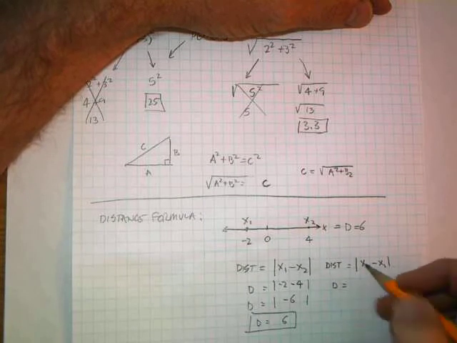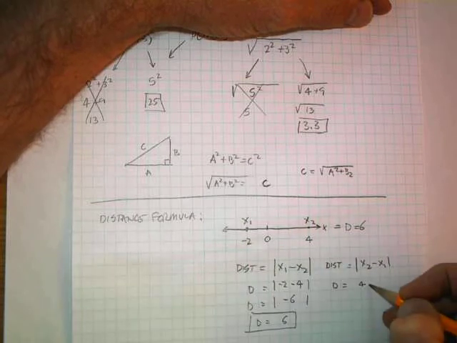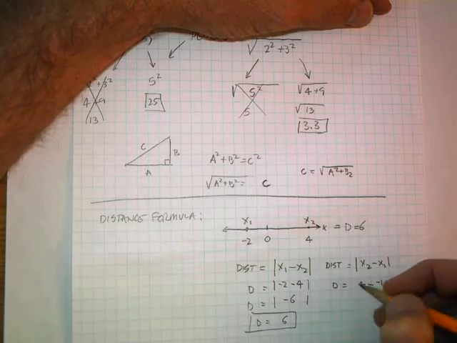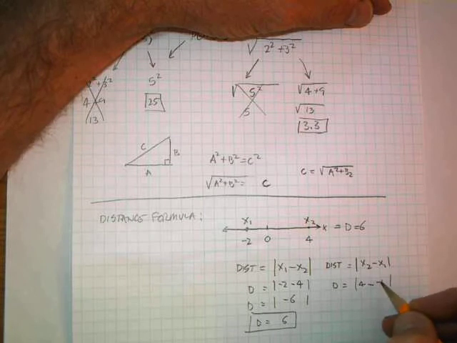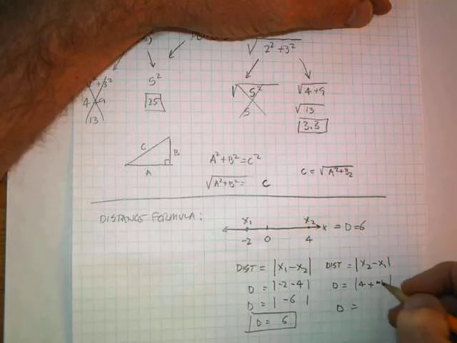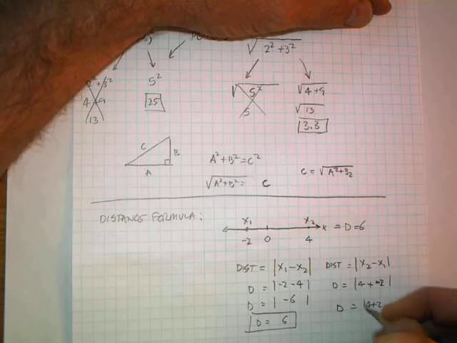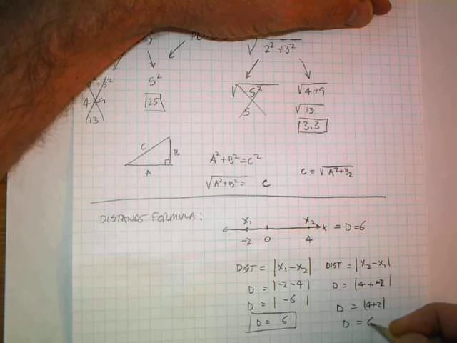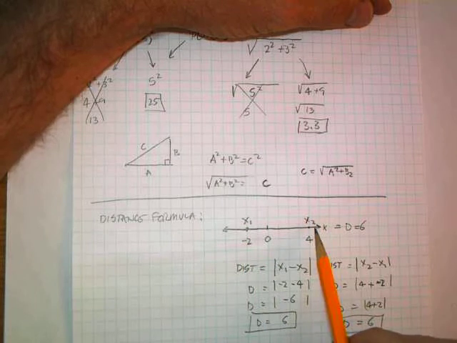D equals x2 now is 4, and x1 is -2. 4 minus a -2, absolute value. So you guys know the trick where this goes over here and forms a plus. So 4 minus the -2 is the same as 4 plus 2. Okay, so D is now 4 plus 2, absolute value, D equals 6. Oh, so it's the same. So you can do x2 or x1, they are essentially interchangeable.